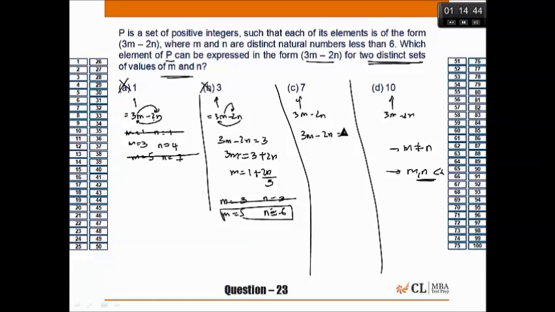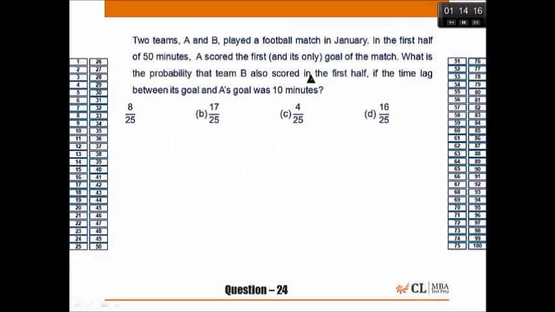Okay, let's look at this one. 3m minus 2n equal to 7. 3m will be equal to 7 plus 2n, so m will be equal to 7 plus 2n divided by 3. N can take the value 1. Yes, n can be 1, and m will be 7 plus 2, 9, 9 divided by 3 is 3. Then m will jump plus 2, so m equal to 5, and n will jump plus 3, n equal to 4. Okay, two distinct values we got. C.